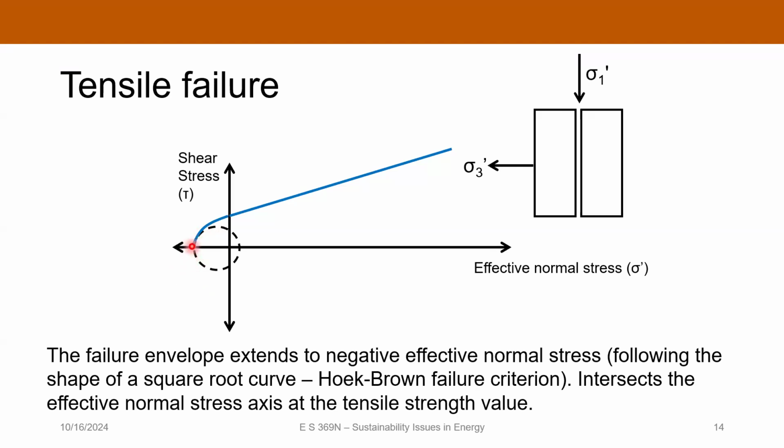Incidentally, the distance between this point where the failure envelope intersects the x-axis and the origin is called the tensile strength of the material. It's a certain strength you have to overcome, mainly due to cohesion between the particles and stuff like that, before you form a tensile failure. Okay, so we've got two failure modes. We have shear failure, where you intersect the failure envelope over here at positive normal stress, and then tensile failure, where you intersect it over here at negative normal stress.